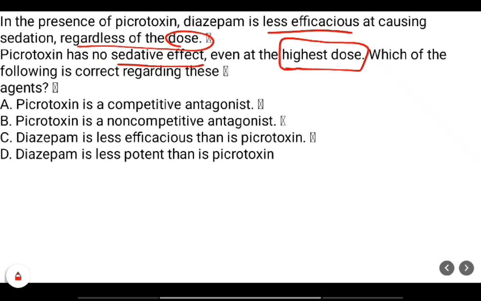Now, which of the following is correct regarding these agents? Picrotoxin is a competitive antagonist? No, it cannot be in this case. Picrotoxin is a non-competitive antagonist. Yes, because picrotoxin decreases the maximal effect of diazepam regardless of its dose, so it is a non-competitive antagonist. Picrotoxin has no efficacy alone, so C is not correct because it does not have any efficacy alone, and about potency also information is not provided here.